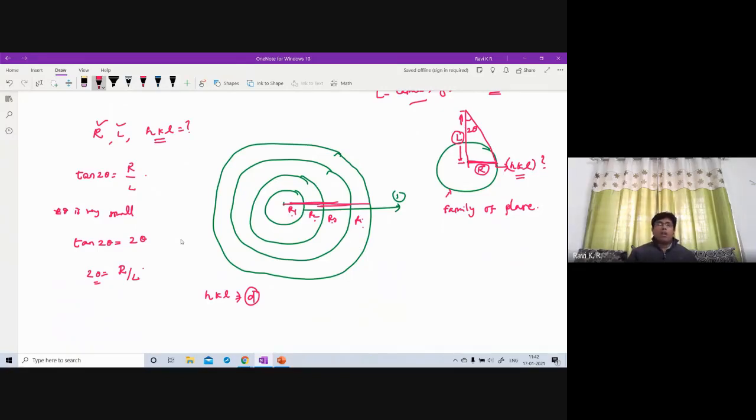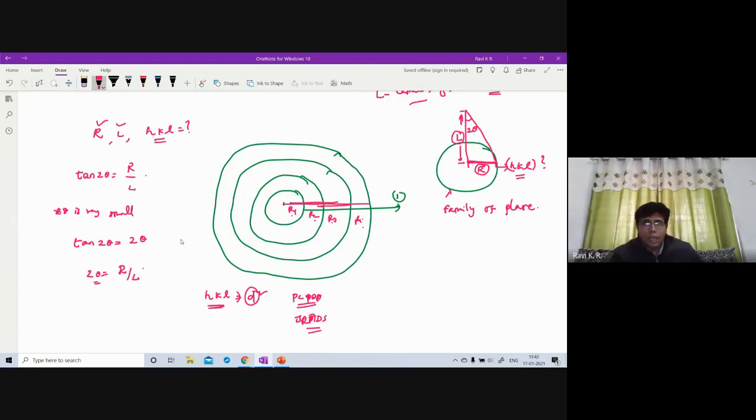For any material, if D is known, then you can calculate the HKL value. Similar to X-ray diffraction, if you know the 2 theta value, you can compare with the standard JCPDS data files. Using that, you can calculate what the HKL planes are and understand what the material is.